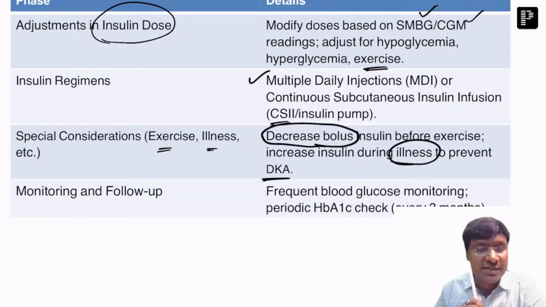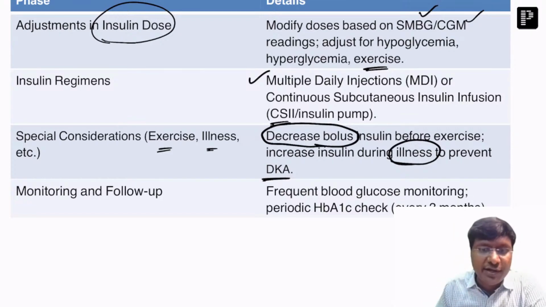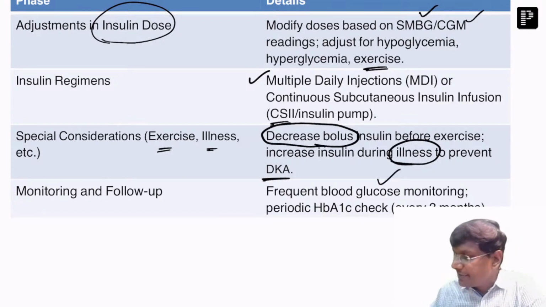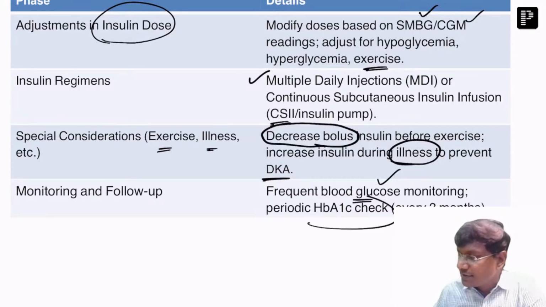So this is about the special considerations, right? Next, coming to the monitoring as well as follow-up. How will you do monitoring and follow-up? That depends on, one, your SMBG, that is frequent blood glucose monitoring. The other one is that periodic HbA1c checkup has to be done.